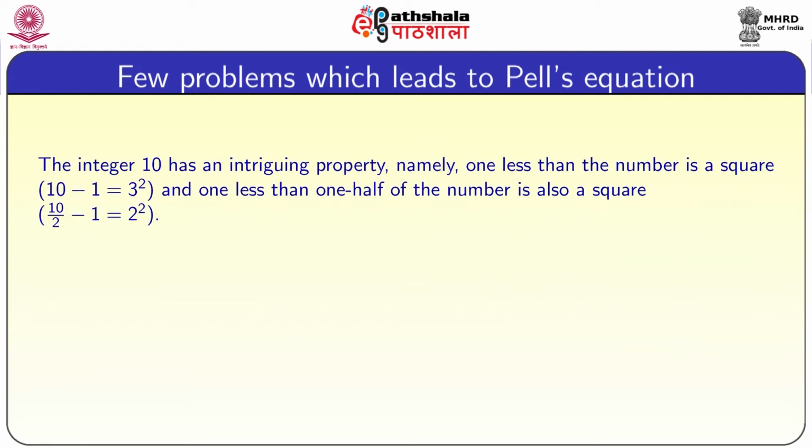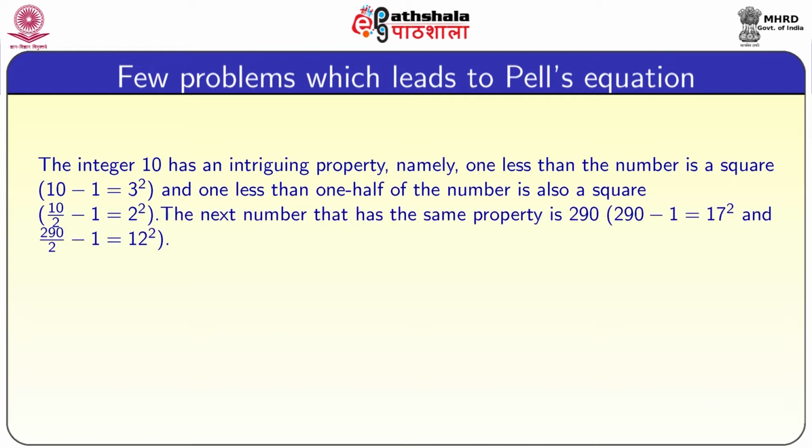Now, another problem which leads to Pell's equation: the integer 10 has an intriguing, nice property, namely 1 less than the number is a square, 10 minus 1 is 9, that is equal to 3 square. Not only that, 1 less than half of the number is also a square, that is 10 by 2 minus 1 is 4, it is equal to 2 square. Now, the question is, what are other numbers? The next number with the same property is 290. 290 minus 1 is 17 square and 290 by 2 minus 1 is 12 square.